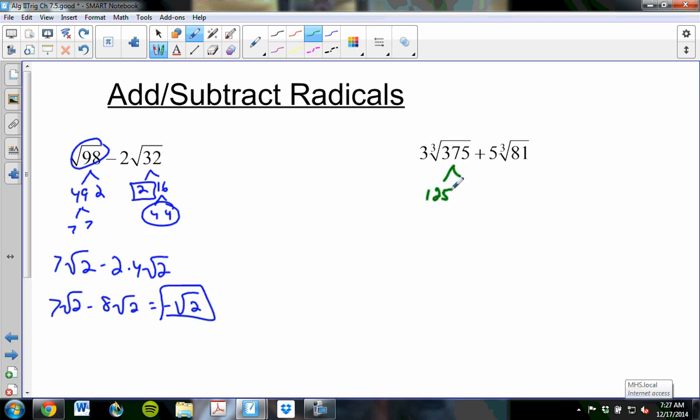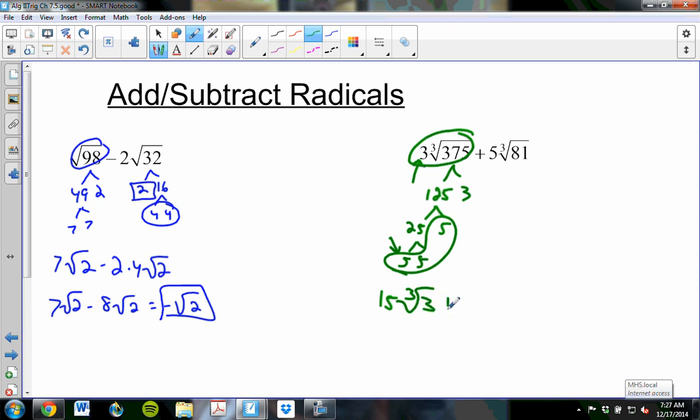375 is 125 and 3. 125 is actually 5 cubed, so you get 25 times 5, and 5 times 5. So this is actually going to reduce, a triple that comes out into 15, because it's this 5 times this 3. 15 times the third root of 3. 81 is 9 and 9. So there's 4 3's here, so a triple of 3's comes out and multiplies this 5. And I get 15 times the third root of 3. These can combine to become 30 third root 3.